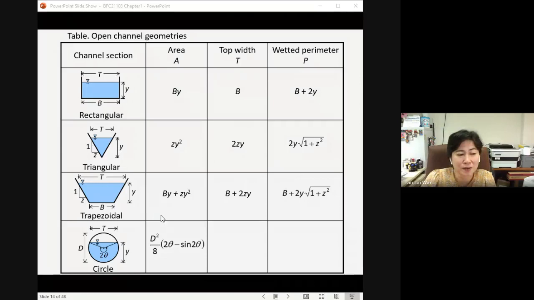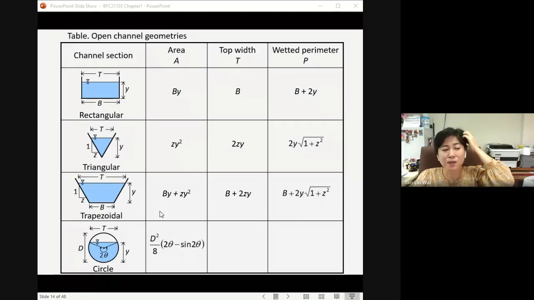We will provide this table. So area is d squared over 8, times 2 theta minus sine 2 theta. Let me clarify this. The 2 theta should be in radian. You cannot use degree because it doesn't have the same unit. When you solve for sine 2 theta, you have a value which is not in degree. So the 2 theta, you need to change into radian, minus some value in terms of radian as well. Then you can get this area.